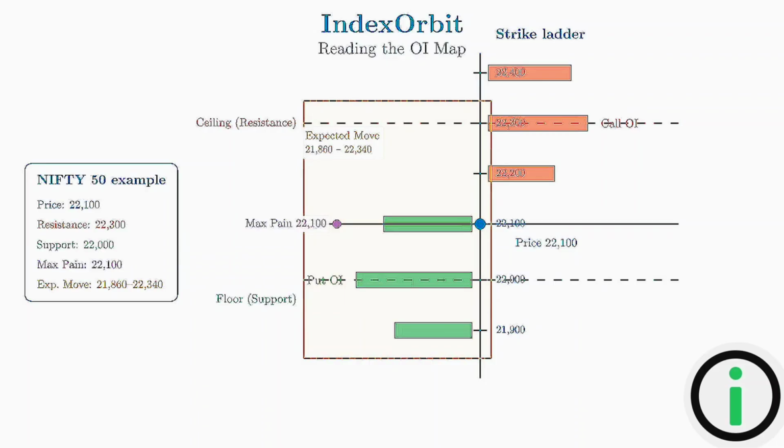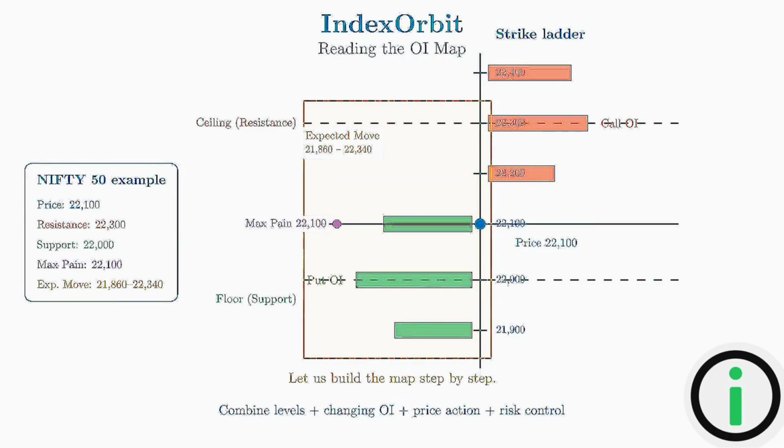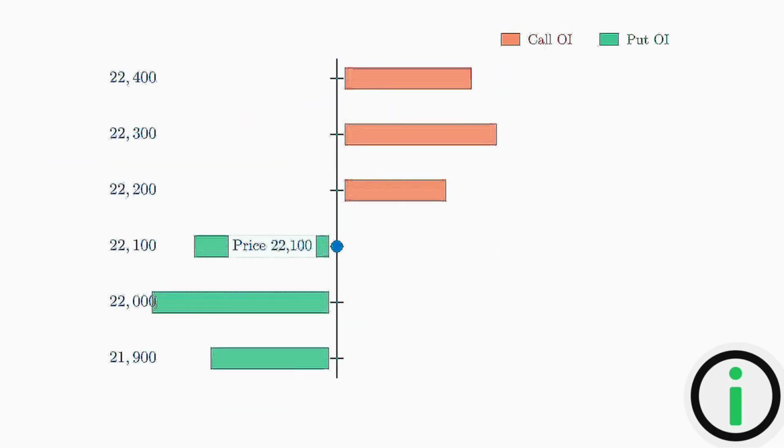The goal is not to blindly buy or sell at a line. The goal is to combine levels, changing OI, price action, and risk control. Let us build the map step by step. Start with the bars themselves. Open interest means option contracts that remain open, so the profile shows where contracts are parked at each strike.